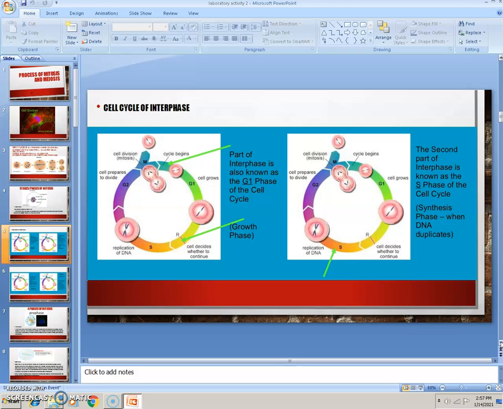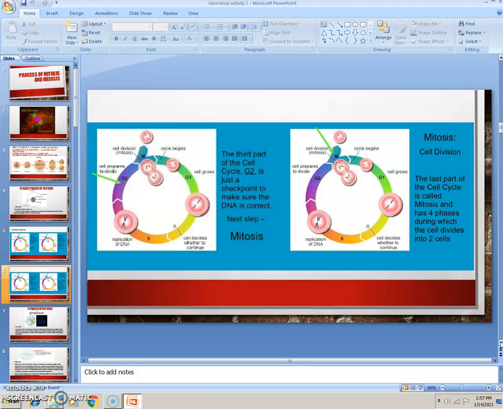This is the growth phase. The second part of interphase is known as the S phase of the cell cycle. This is the synthesis phase, when DNA duplicates. And the third part of the cell cycle is the G2 phase. It's just a checkpoint to make sure the DNA is correct.